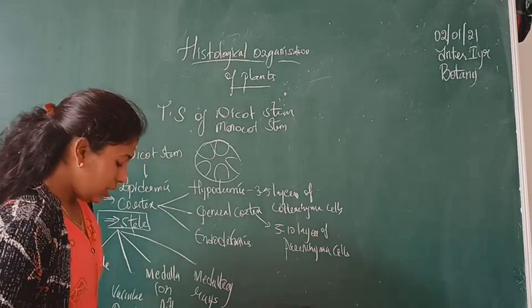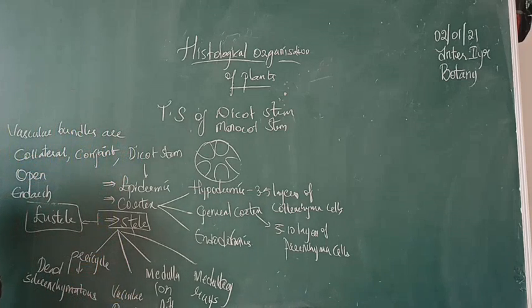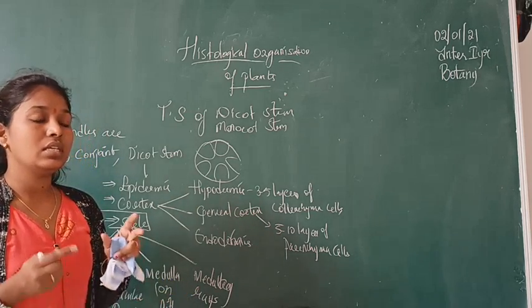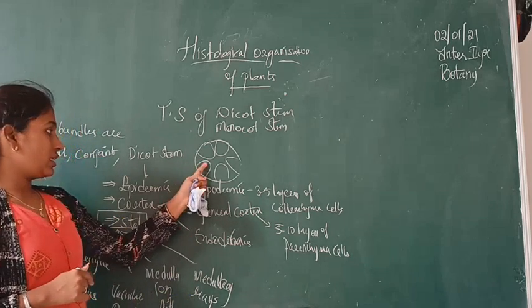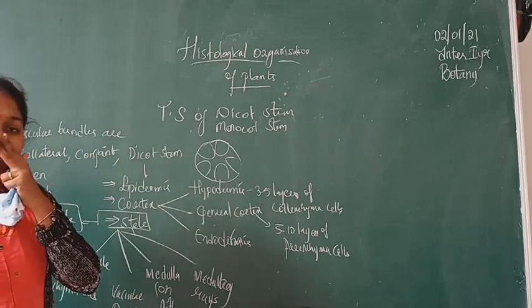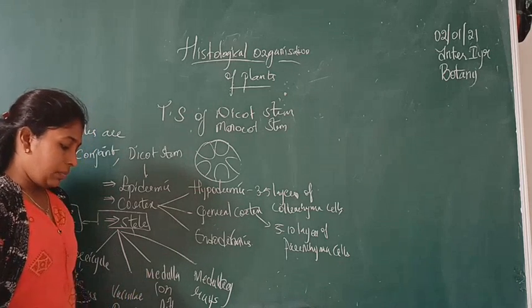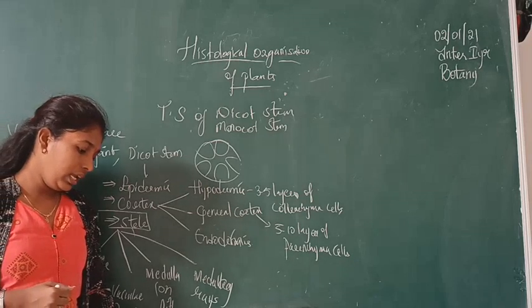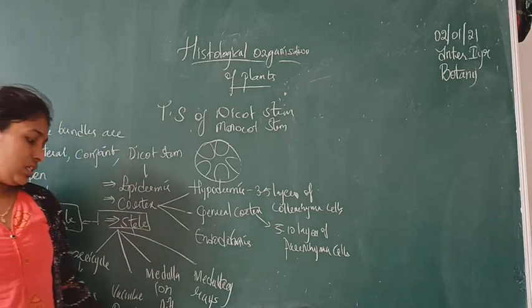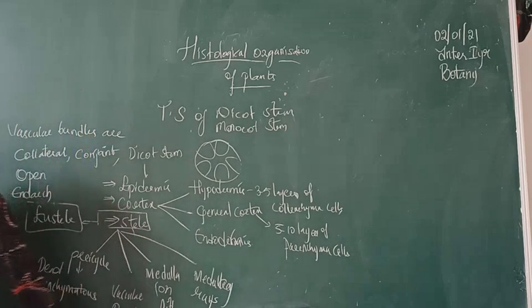Okay, and next is the medulla or pith, which is made up of parenchymatous cells. And coming to the last, the medullary rays are parenchymatous cells between the vascular bundles. The parenchymatous cells in the middle of the vascular bundles make up the medullary rays. So this is all about the dicot stem. Next we will be moving on. First I will show the diagram of this dicot stem and then we will move on to our monocot stem.